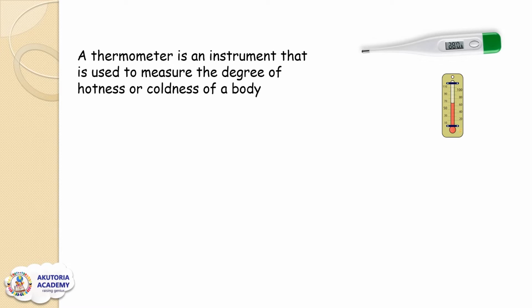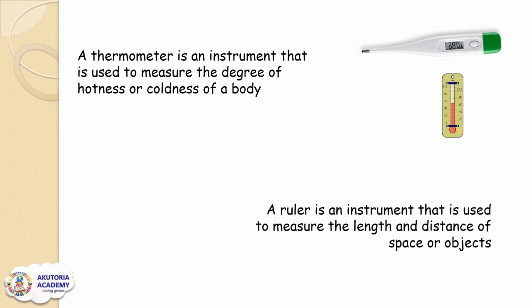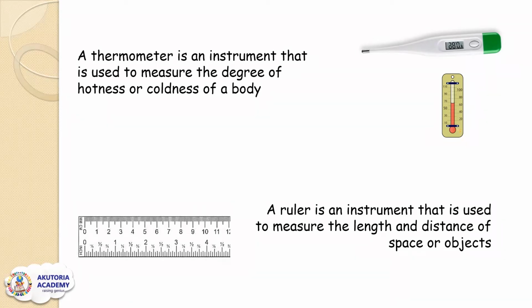Now, another instrument that is used in the unit of measurement is what is known as a ruler. Now, this ruler is an instrument that is used to measure the length and distance of space or object.